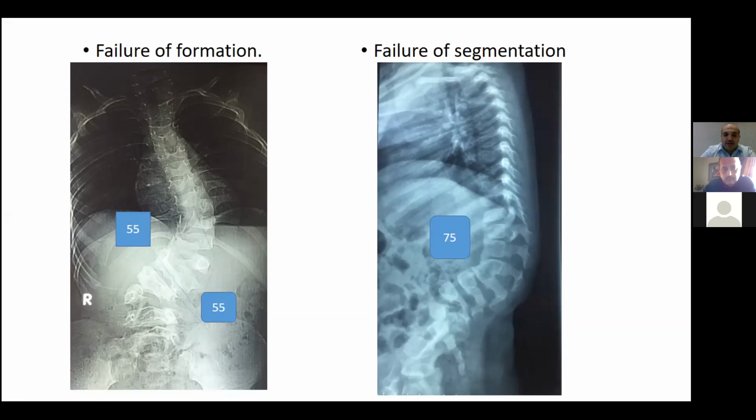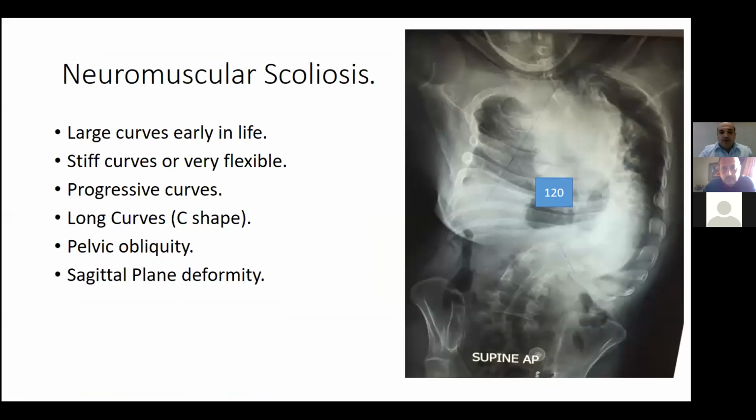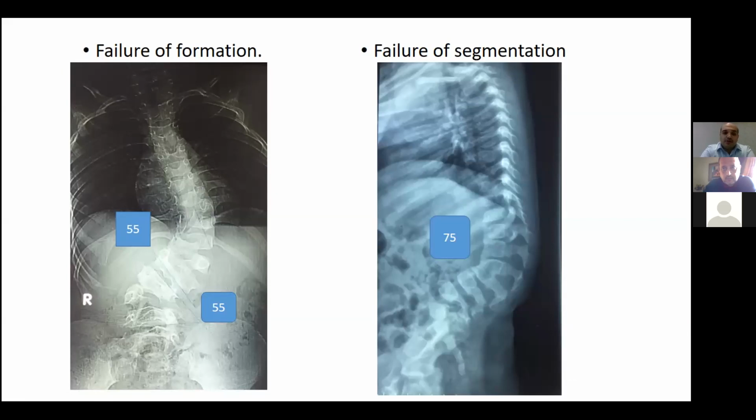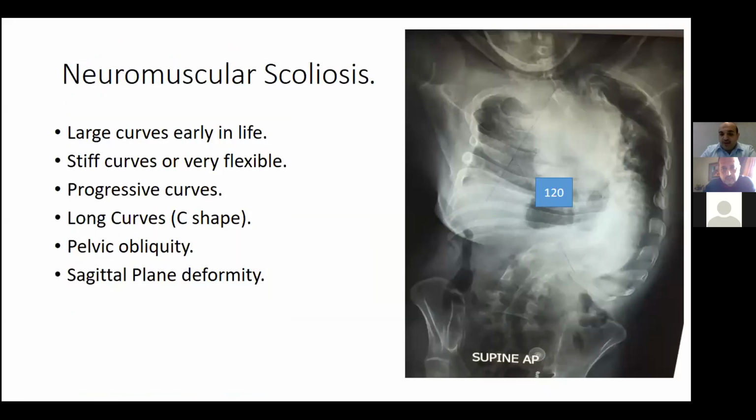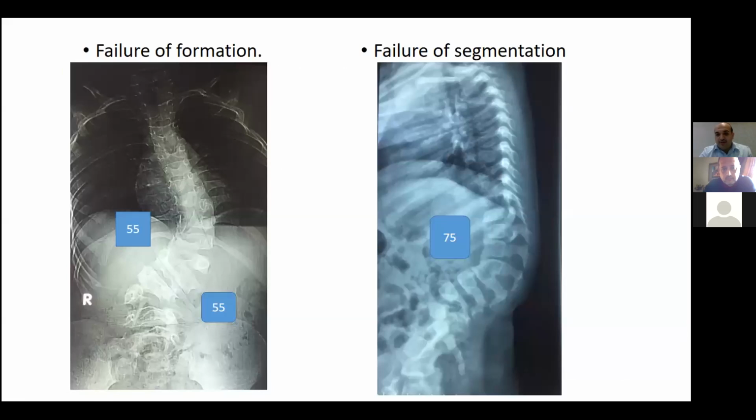Because the growth rate at the side of the hemivertebra will be much faster than the other side. The other example, which is failure of segmentation, I have to go with the mouse just to let you see the huge bar here from T11 up to T5. This bar prevents the growth of the spine anteriorly, and the growth comes from the back. This is what is called failure of segmentation, or bar. These are the two congenital scoliosis types that you have to look for.